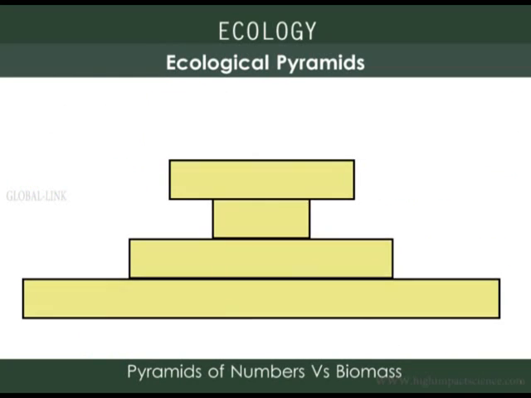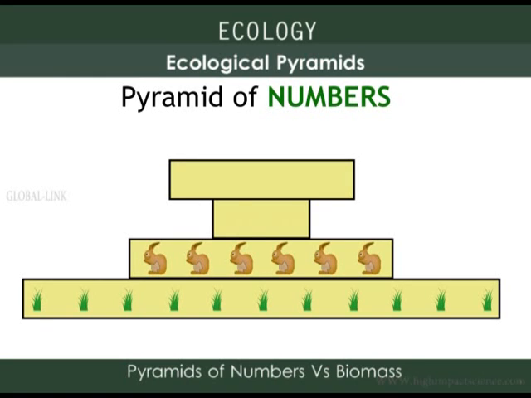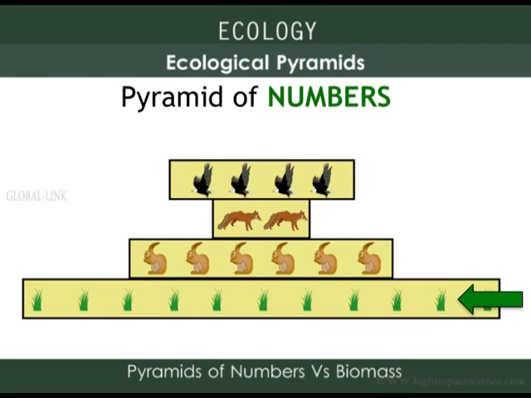This is a pyramid of numbers which doesn't take into account the size of the organisms. So we have grass, which is eaten by rabbits, who are then eaten by foxes, who are finally eaten by eagles. As you can see, 1,000 species of grass are eaten by lots of rabbits. That then feeds very few foxes. These foxes will then feed a large number of eagles.